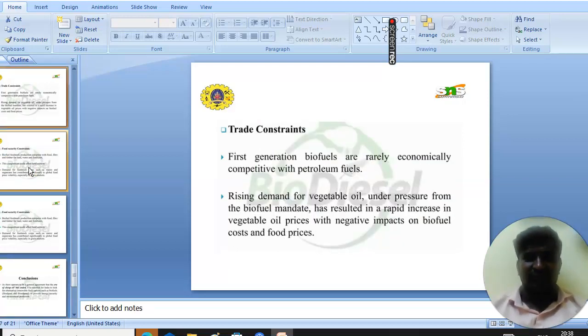Trade concerns: first generation biodiesel is rarely economical compared to petroleum fuels. Rising demand for vegetable oil under pressure from the biofuel mandate has resulted in a rapid increase in vegetable oil prices, which has a negative impact on biofuel cost and food prices.